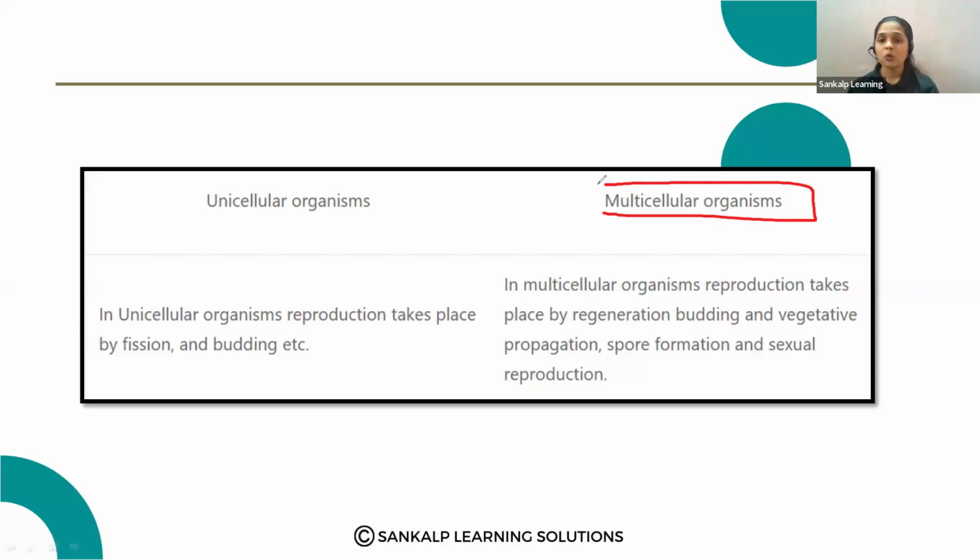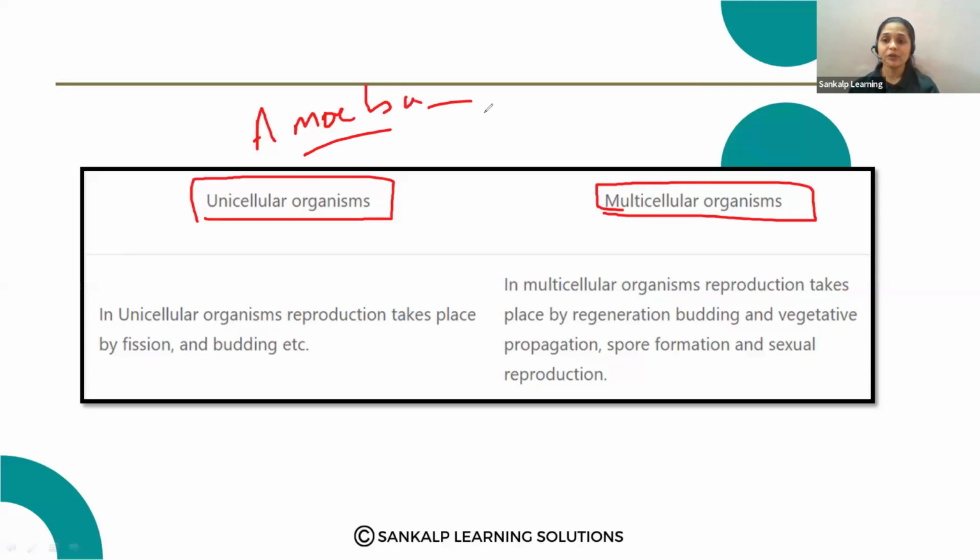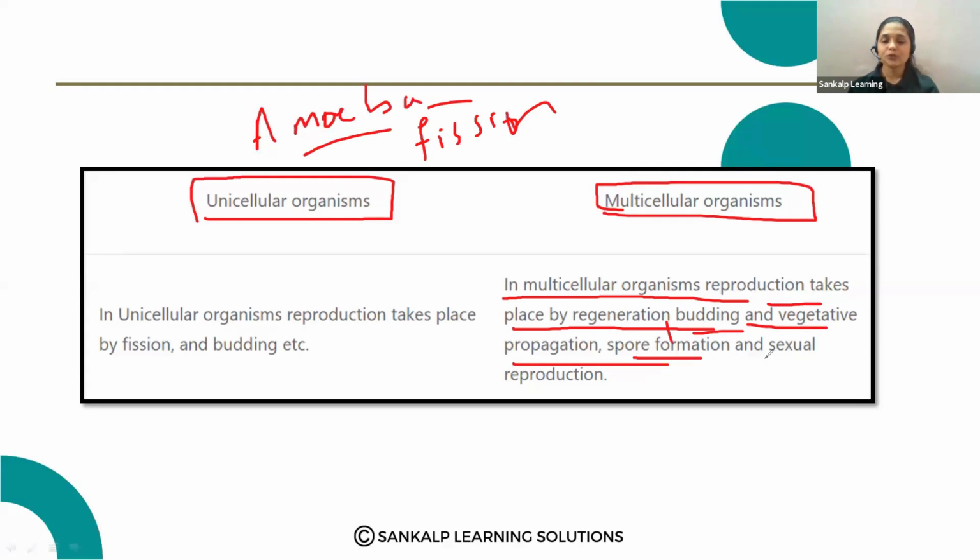Multicellular organisms have various methods of reproduction, but in unicellular organisms, for example amoeba reproduces through binary fission. In multicellular organisms, reproduction takes place by regeneration, budding, vegetative propagation, spore formation, and sexual reproduction. So any of these methods can be used for reproduction in multicellular organisms.